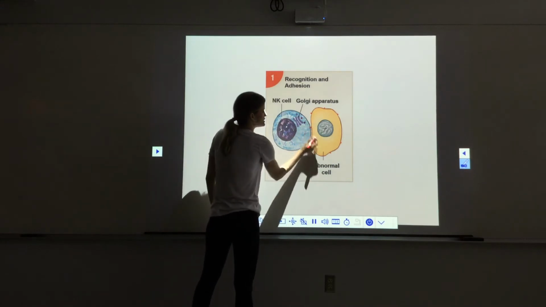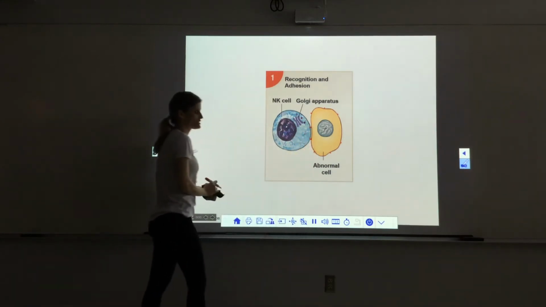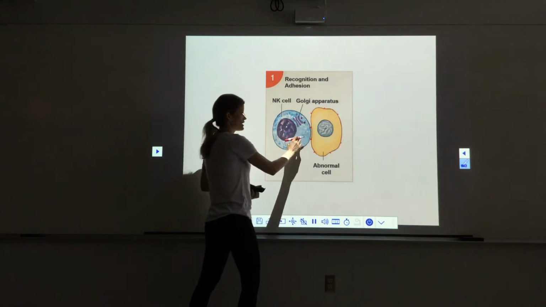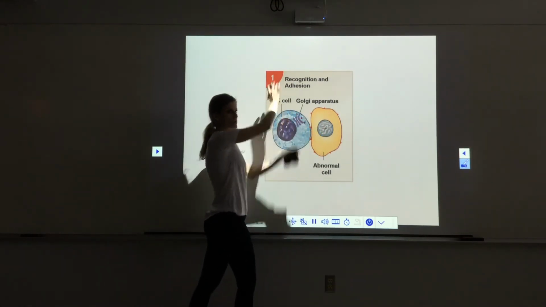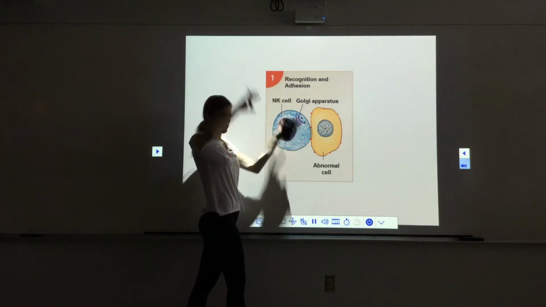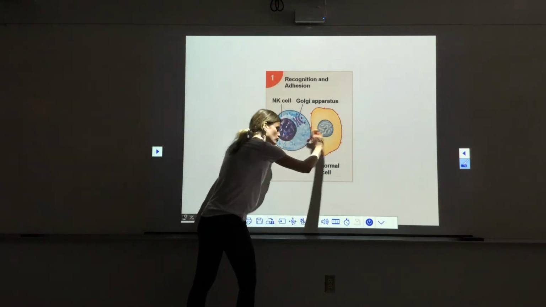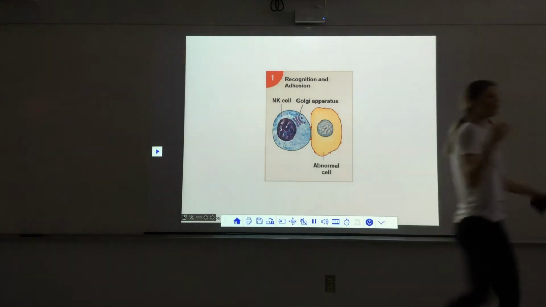Here you see that it's adhering to the target cell. Very important, right? That the NK cell adheres to this abnormal cell. You don't want it just releasing nasty chemicals all over the place. It needs to release them right at this target cell. So you need it really close.